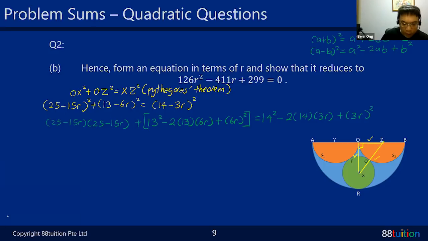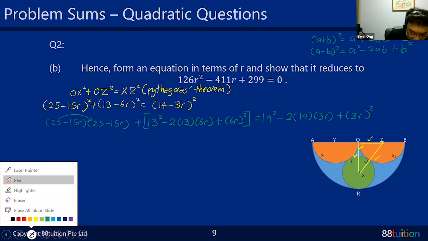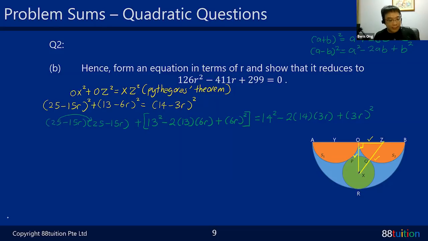Let's go. This one, 25 and 25, I do the normal rainbow method. 25 times 25 will give you 625. Don't press your calculator. 25 times 25 is 625.